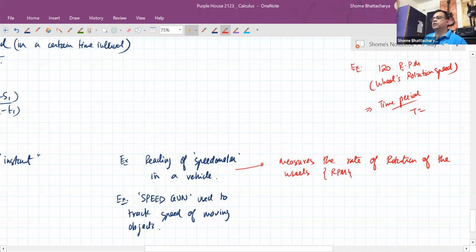120 rounds per minute. Okay. So that means in 60 seconds, it's making 120 rounds. So in 1 second, it will make how many rounds? Two rounds. Okay. So that means how much time per round? 0.5 seconds. Correct, no? Yes, sir. So now once you know from RPM the time period for one rotation, how do you calculate instantaneous speed from that?